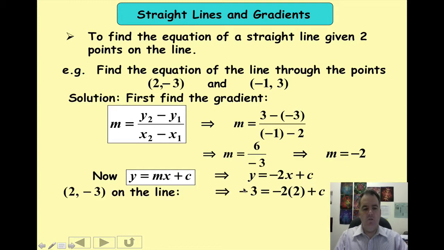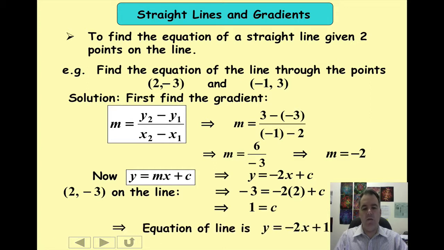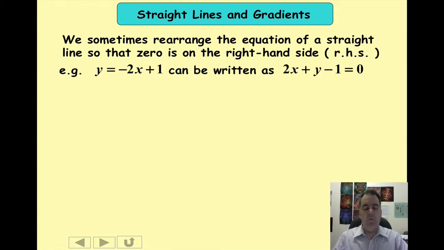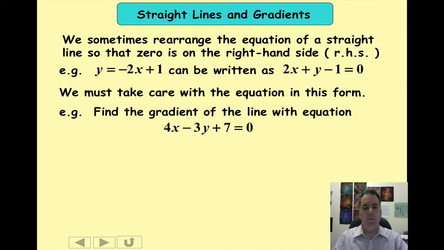So if I choose 2, -3, I replace the x with 2, y with -3, gives me c equals 1, and that's the equation of the line, y equals -2x plus 1. Sometimes we want to rearrange the equation of the line so it's not in this y equals mx plus c form. If we rearrange it and get everything on one side equal to 0, this is called standard form.